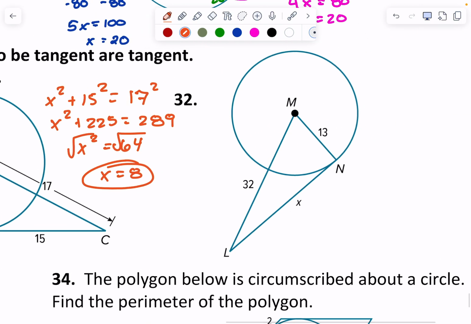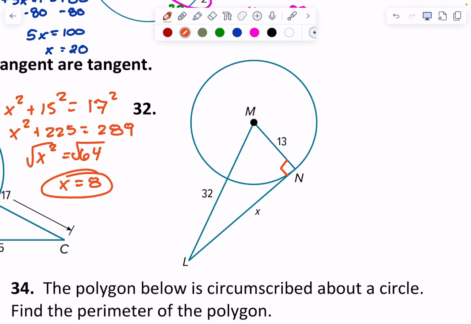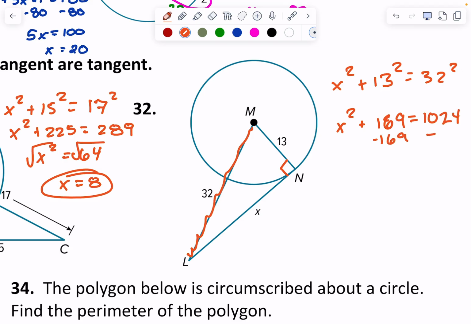Number 32. Same thing again. This has to be a right angle if that's a tangent and a radius. And side C is which one? 32. 32 is pointing to the whole thing, true? Not just this part? Yeah, let's say that. So x squared plus 13 squared equals 32 squared. Somebody give me 32 squared. 1024. This is 169. If I subtract 169, you get something.